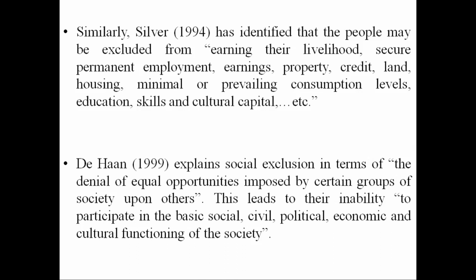Now, going further and looking at a very acceptable definition, we consider Arjan de Haan's definition to be one of those. He says exclusion means the denial of equal opportunities imposed by certain groups of society upon others, which leads to their inability to participate in the basic social, cultural, civil, political, and economic functioning of society. Now, de Haan is saying that there has to be an individual or group who will be denying equal opportunity to another individual or group, which will lead to some kind of inability in one or multiple spheres in society. By multiple spheres, I mean that the societal spheres or processes are intertwined with each other, which makes a social fabric.